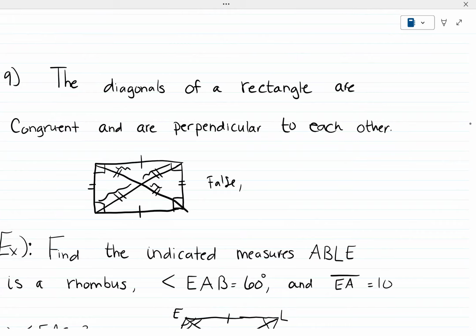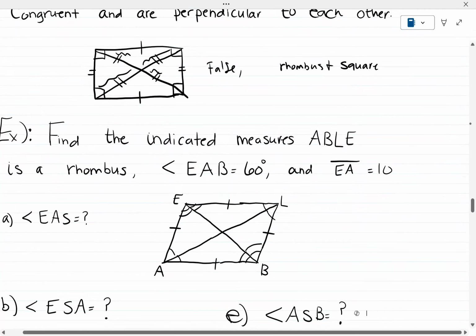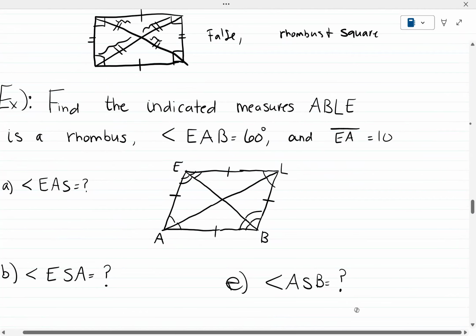The only ones whose diagonals form 90 degrees are a rhombus and a square. So a rhombus and a square are the only ones that form a 90 degree angle with the diagonals. Okay. Let's move on.